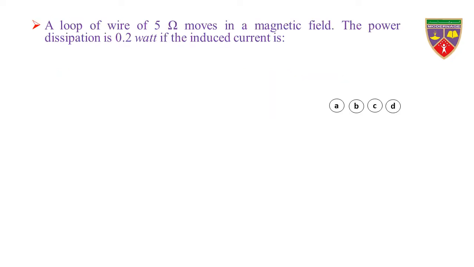A loop of wire of 5 ohm moves in a magnetic field. The power dissipation is 0.2 watts. The induced current is: option A, 0.2 ampere; option B, 0.5 ampere; option C, 0.8 ampere; option D, 1.0 ampere. The key is 0.2 ampere. Therefore, the correct option is A.